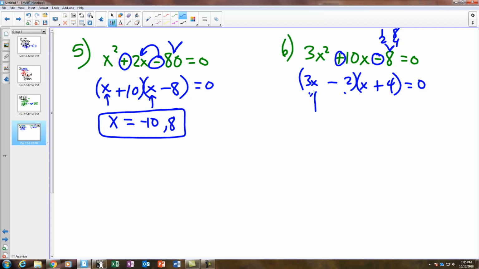Well, what makes these things 0? We know this one over here will be -4. That one's really simple. If the 3 wasn't here, I would just say the answer was 2.